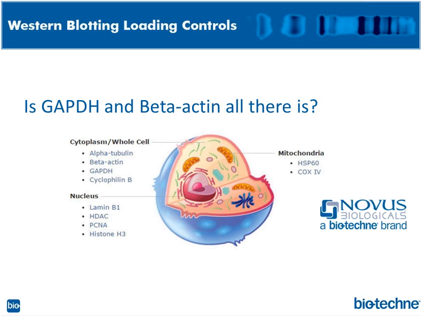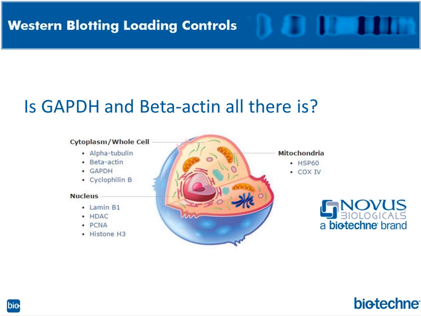But the question I pose here is, are GAPDH and beta-actin all there is? And the obvious answer is no. What I'm trying to illustrate here is, there are a couple of reasons, which I'm going to tell you in a second, why you would not want to use GAPDH or beta-actin. And what I'm illustrating on this slide is that there are many other targets that one can use as your housekeeping gene, as your normalizer. And you should seriously investigate this.